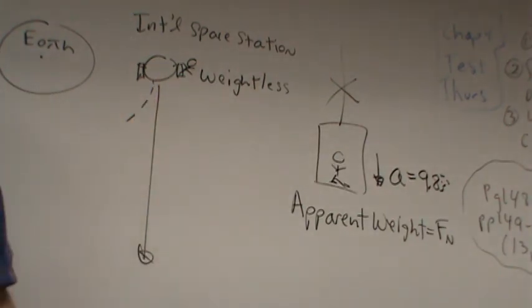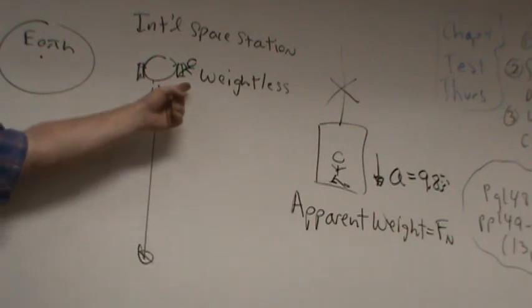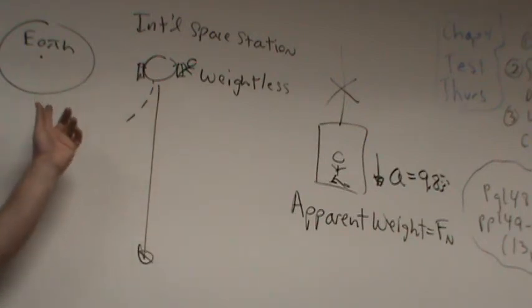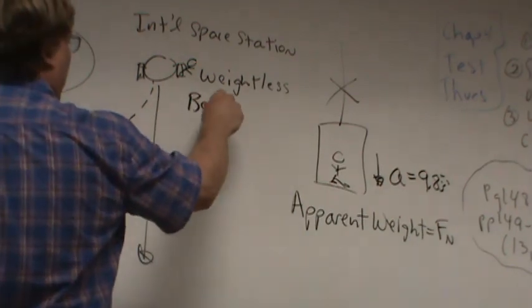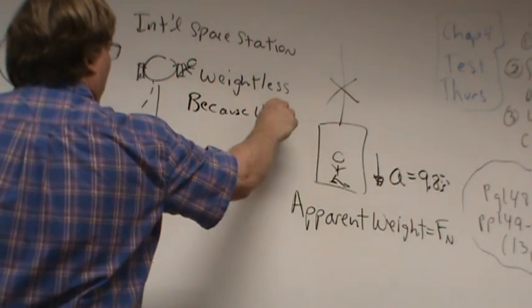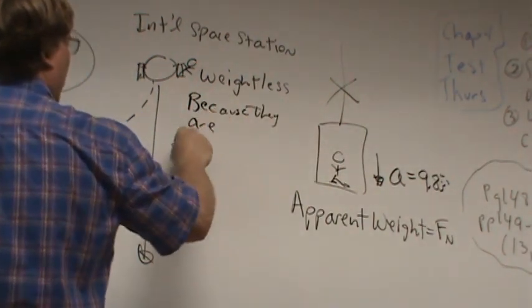If I were to go to a poker table and ask the other 8 players, why are the International Space Station guys weightless? They would all say because there's no gravity, but they would all be wrong. It's because they're in free fall. Their apparent weight is 0 because they're in free fall. They're free falling around the Earth. Okay? Weightless because they are free falling.